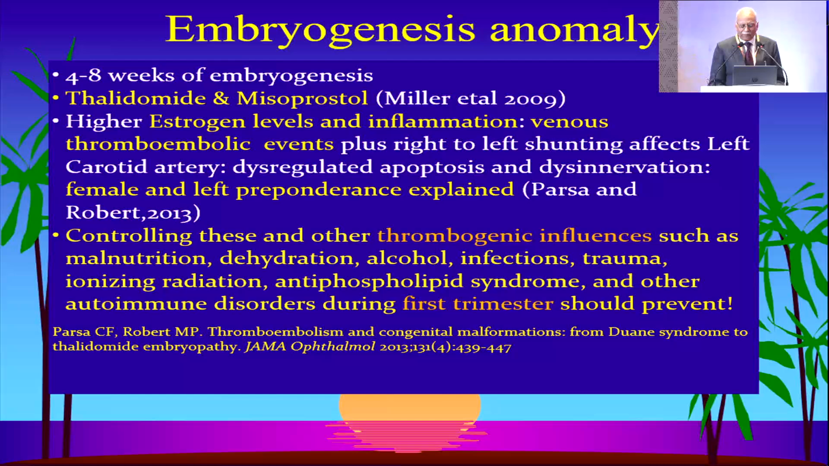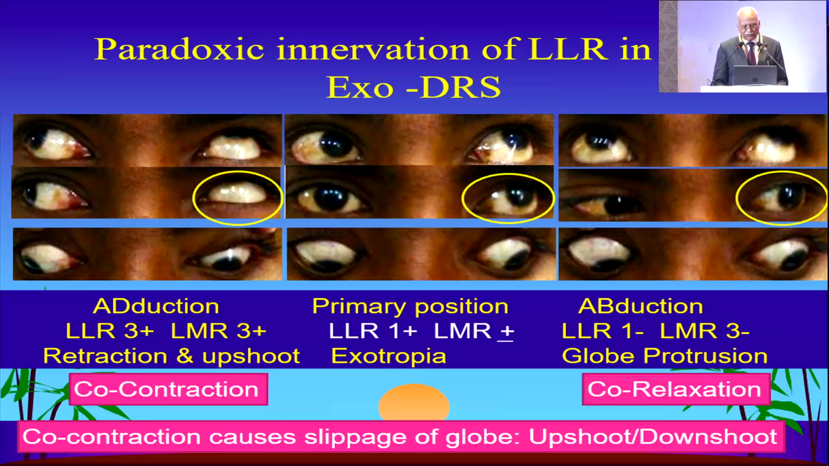What is happening in embryogenesis, in 4 to 8 weeks of embryogenesis, we have found that this problem is happening. Some common culprits are thalidomide and misoprostol. The problem is with the higher estrogen level and inflammation during this period of development. It's a thromboembolic problem which is happening, and that is the reason why it is affecting more commonly females and the left side. So if we can control thrombogenic influences such as malnutrition, dehydration, alcohol intake during pregnancy, infections, trauma, ionizing radiations, or some of these conditions, we may prevent Duane's retraction syndrome.